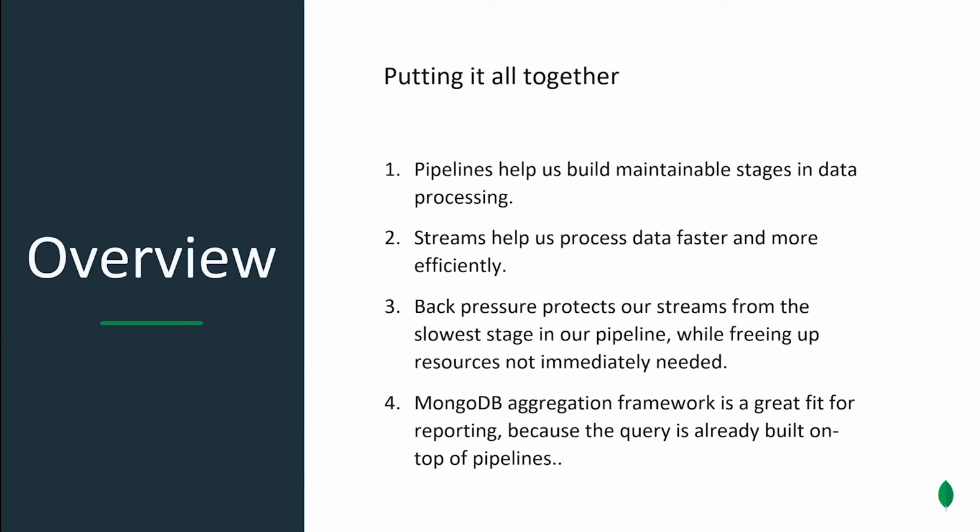So let's put it all together. Pipelines help us build maintainable stages for data processing, while streams help us process that data faster, and the back pressure protects our streams from the slowest stage in the pipeline. It also significantly improves our resource utilization. The MongoDB aggregation framework works extremely well with all of this because it's already built on top of pipelines.